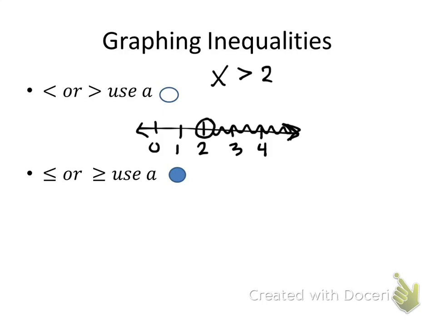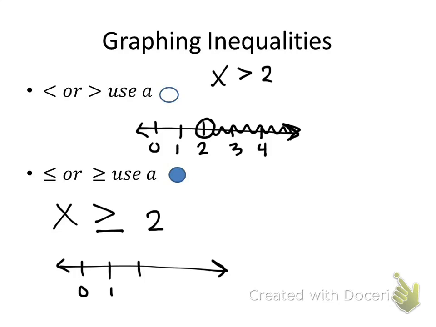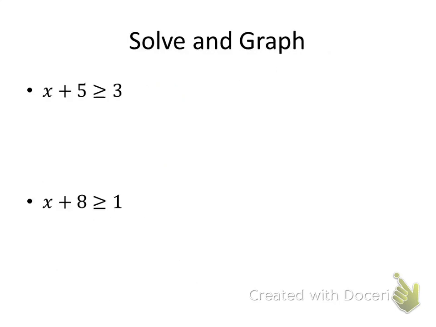Now, if I have x is greater than or equal to 2, I'm going to do the same type of graph, but instead of an open circle over the 2, I'm going to have a closed circle. That means my x can equal or be any number greater than 2. This one just meant it has to be bigger than 2. Okay, so you see the difference there? That's how we graph. So let's start solving some of these inequalities.